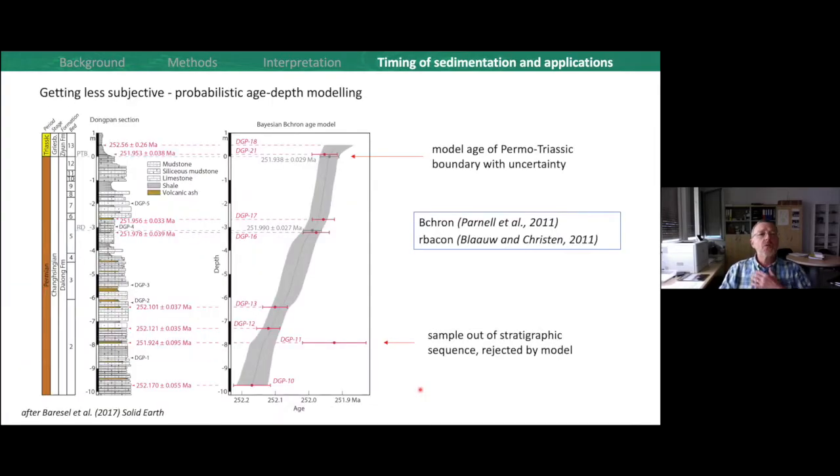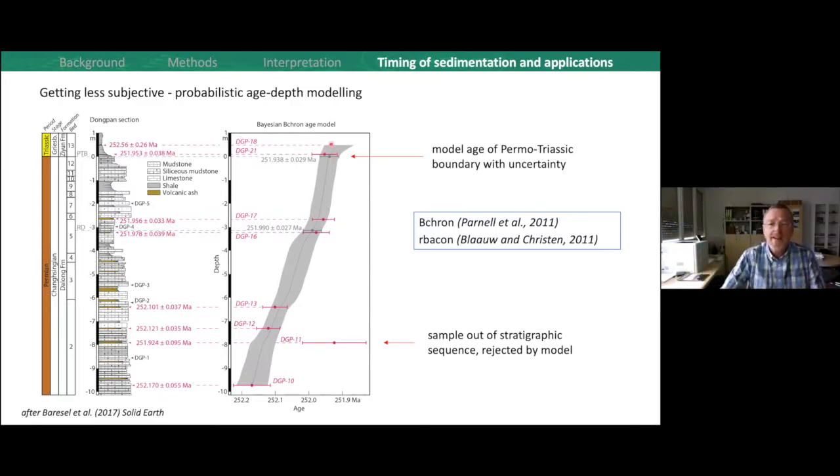So what can we do to get less subjective? It's the same section, same ash beds. And what we do now here, we calculate a model age. So we use our 1, 2, 3, 4, 5, 6 dated ash beds. There is one more, but it's dropped out. So the red ones. Now I have to quickly close the window.